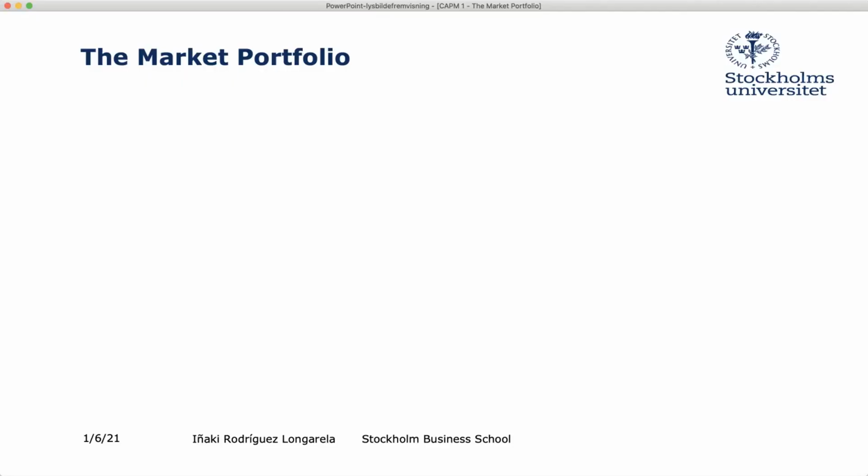One crucial element of the CAPM model is the market portfolio. In order to define this object, one needs to refer to a given investment universe where the model is going to be applied. For the sake of this explanation, suppose that our investment universe is the Swedish economy, that is, all risky financial assets traded in the country.